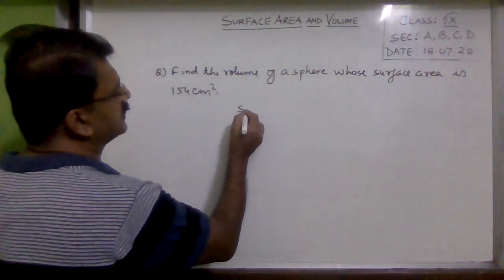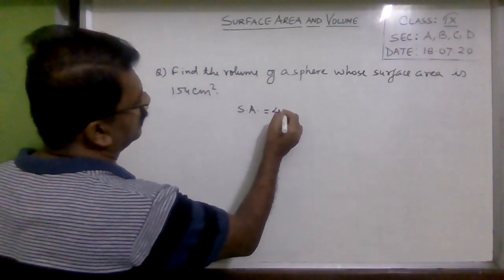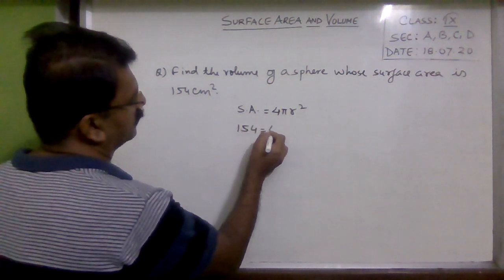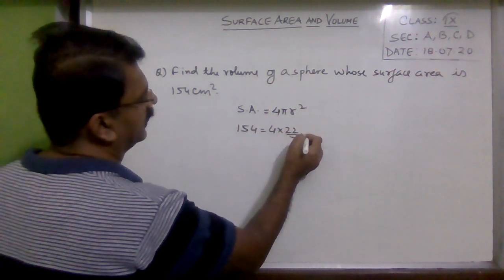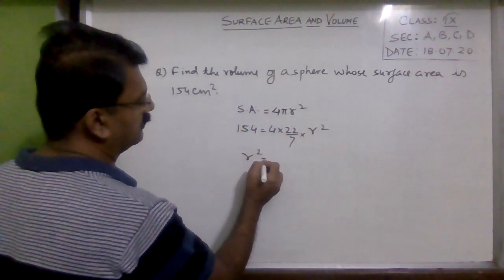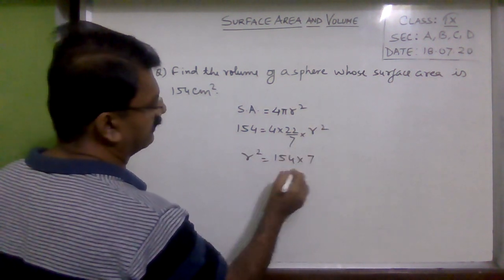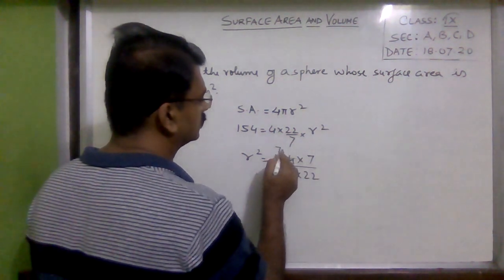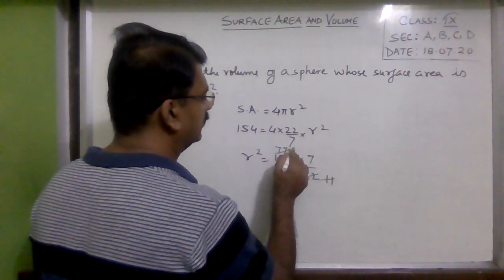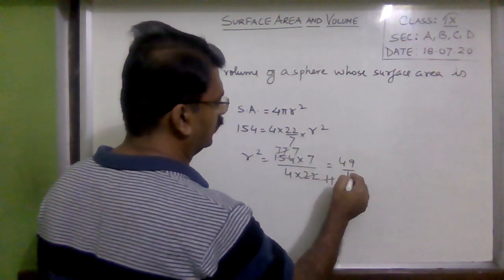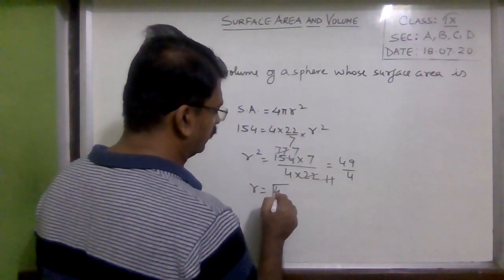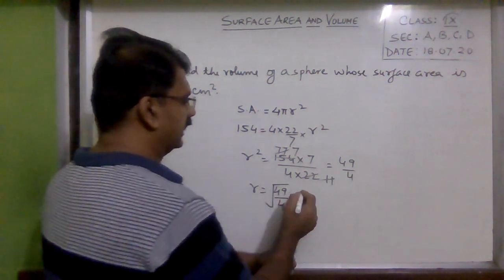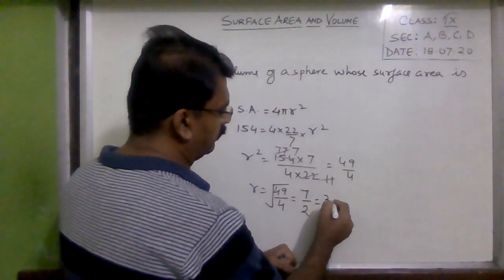So you know that the surface area of a sphere is given by 4 pi r square. The surface area here is 154. So 4 into 22 by 7 into r square. So r square will be 154 into 7 upon 4 into 22. First you cancel it by 2, then by 11. So it is 49 by 4. So r will be equal to under root 49 by 4. All of you know that square root of 49 is 7 and square root of 4 is 2. So it is 3.5 centimeters.